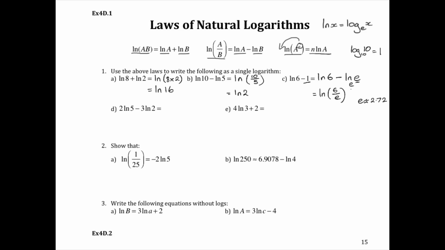Similarly for d, first we need them both to be log of something minus log of something before I can combine them. So hopefully you realize this 2 can become a power, so it's 5 squared. And this 3 can become a power, so it's 2 cubed. Let's evaluate what's in the brackets first, before we do the division. So log of 5 squared, well 5 squared is 25, minus log of 2 cubed, which is 8. And then we apply the division law, so it's log of 25 on 8.